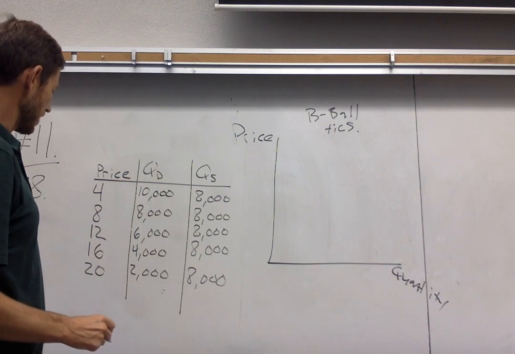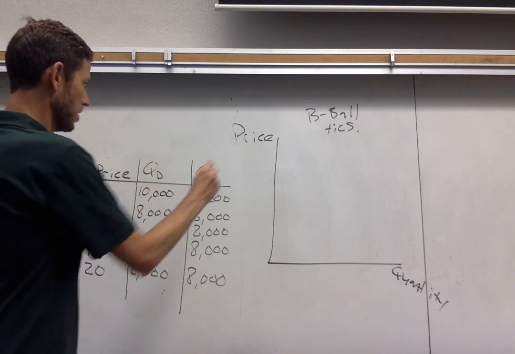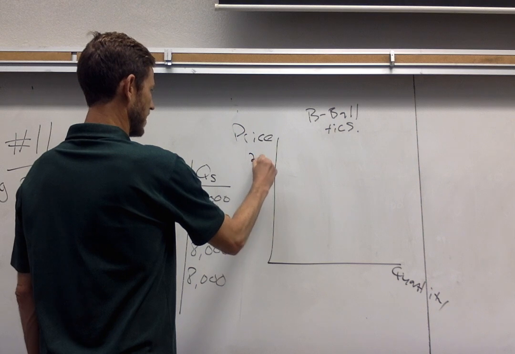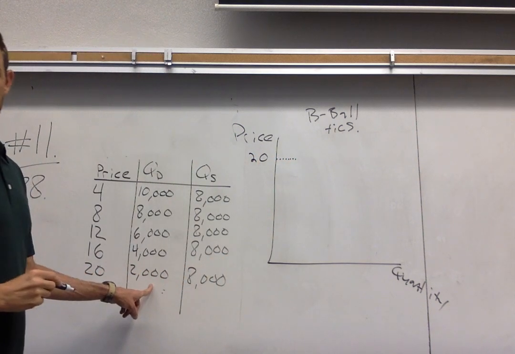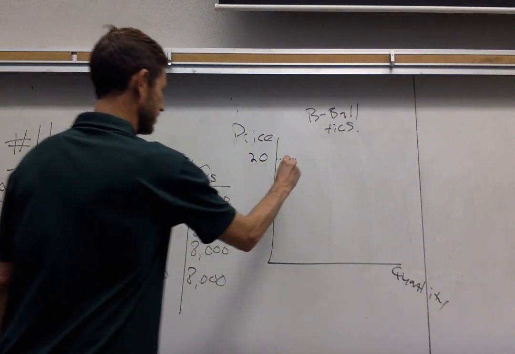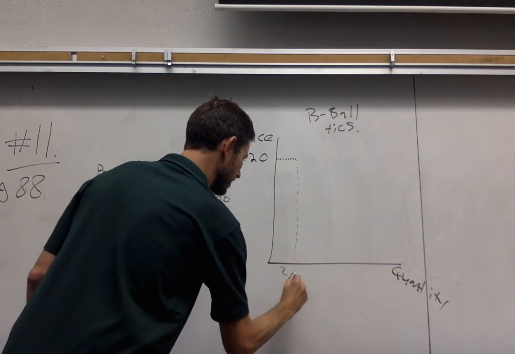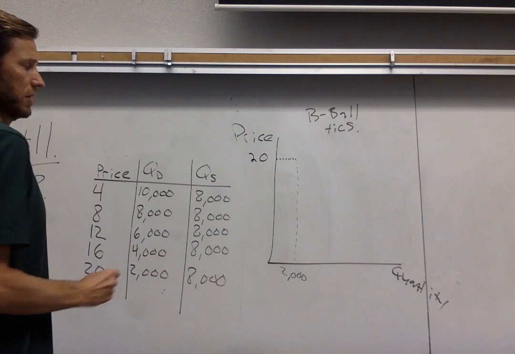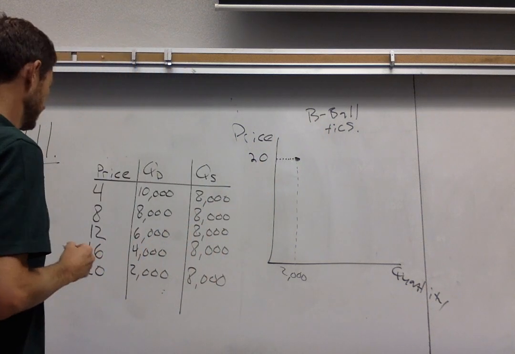All right, so let's start at a pretty high price. I always start at high prices and move my way down. You see that if the price of basketball tickets is $20, that's going to correspond with not so many basketball tickets being bought. Quantity of 2,000 tickets, just like so. So that's one data point that falls on our demand curve.